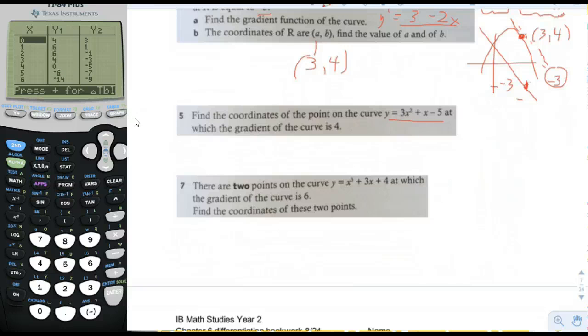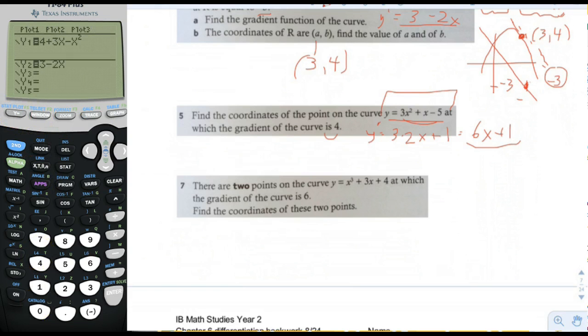Find the coordinates of the point on this function when the gradient is 4. They don't ask you to find the gradient function here, but you always need to find the gradient function to do these problems. So the first thing we're going to do is find the gradient function, which is going to be 3 times 2x plus 1, which is the same thing as 6x plus 1. So that's the gradient function. I'm going to put y prime for that. And the original function is this. And I'm going to program both of those in the calculator.